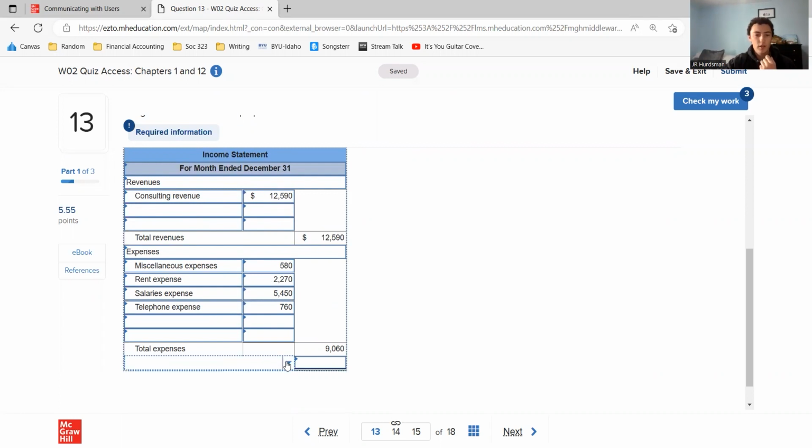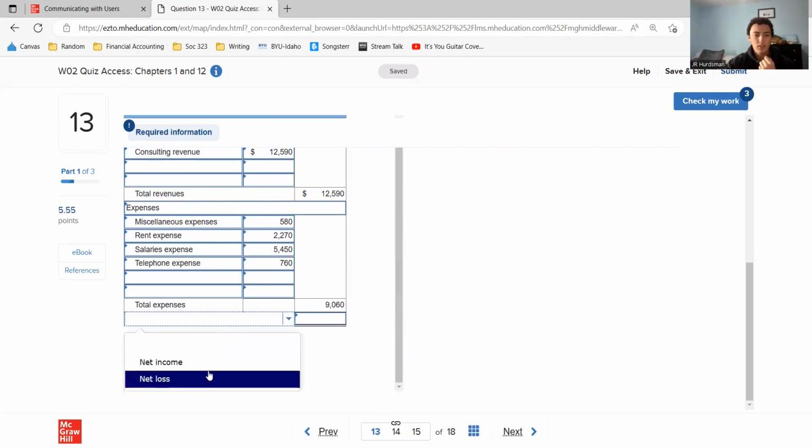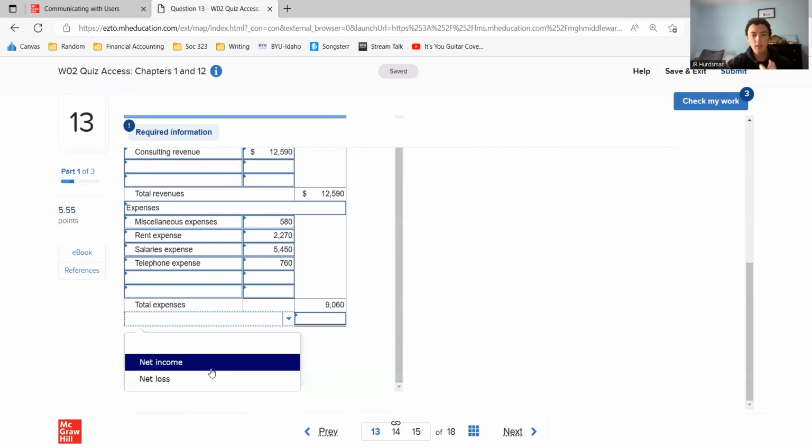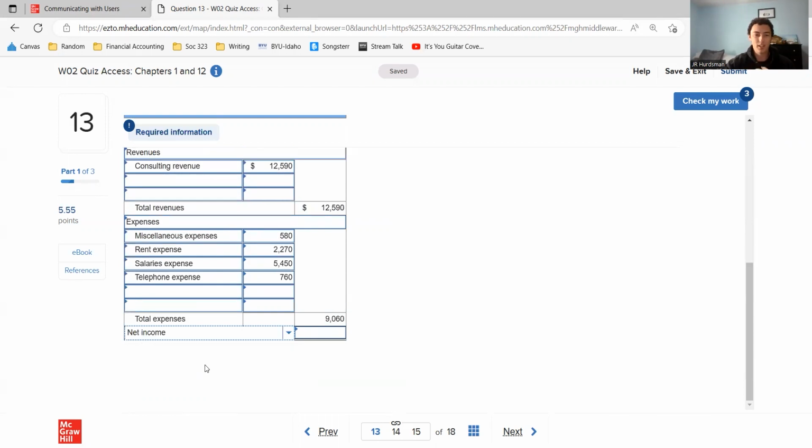Basically your revenues and expenses added up give you your net income. So you just come down here and look: is it net income or net loss? The difference between income and loss is that net income is when your revenue is higher than your expenses, and net loss is when your expenses are greater than your revenue. And 12,590 is definitely way bigger than 9,060, so we're going to go with net income. And then we're just going to put in the difference right there.